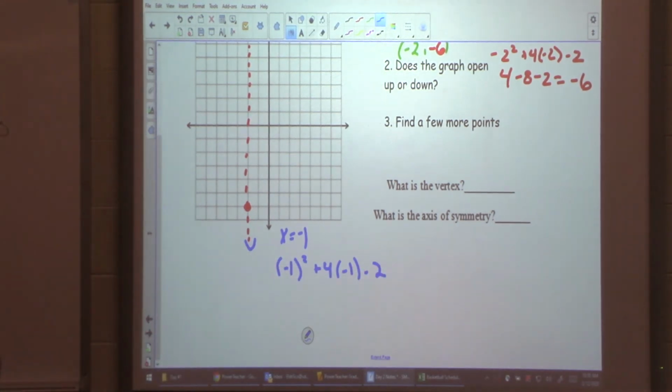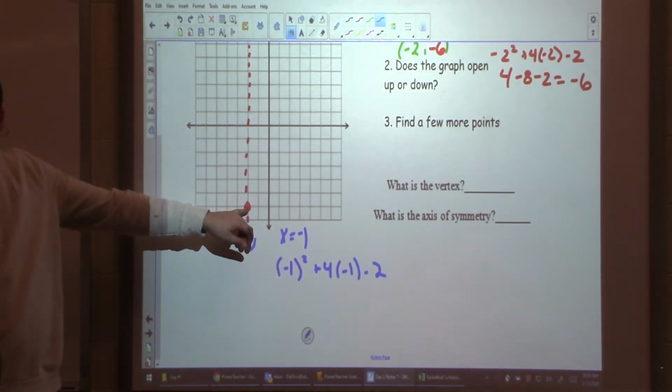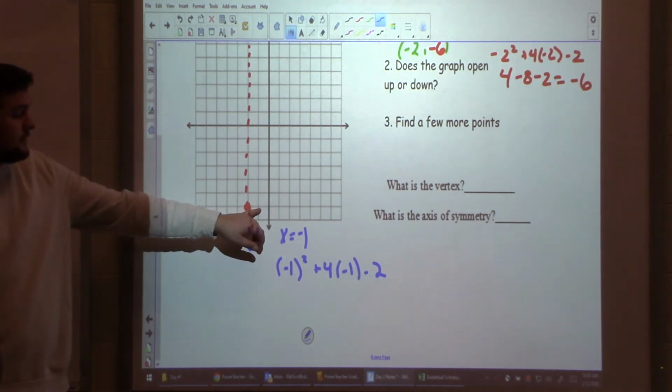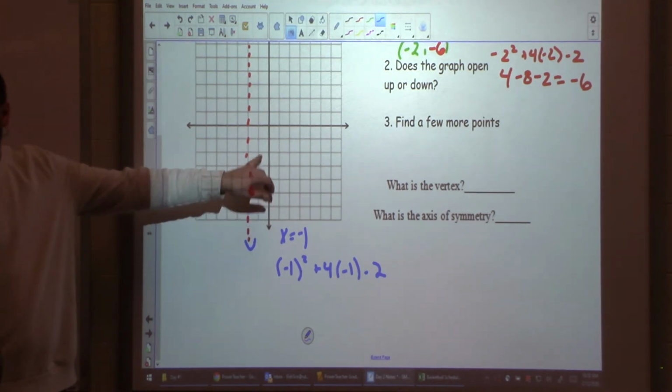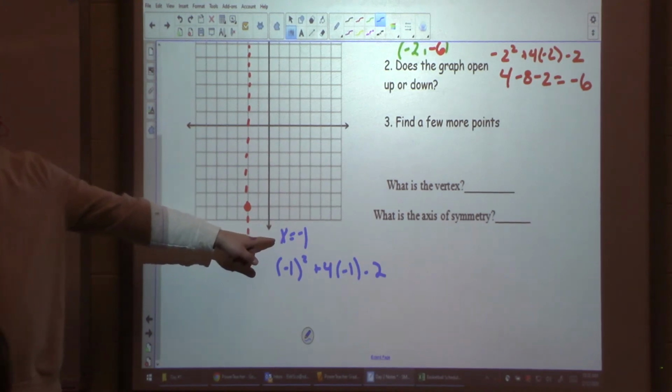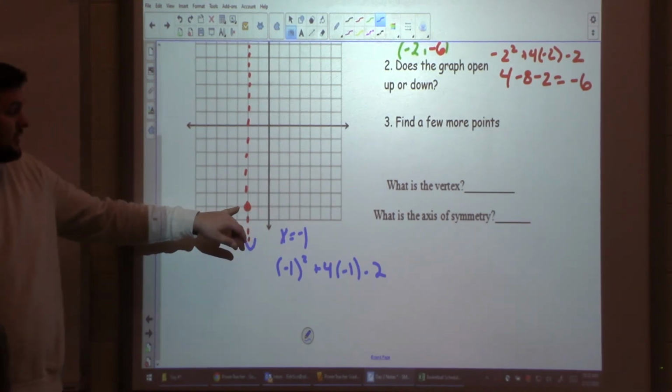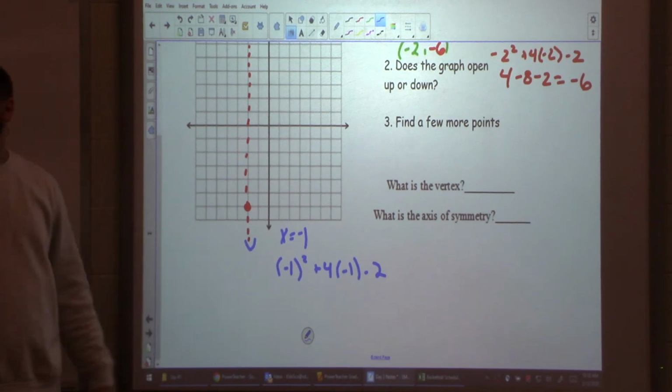Any questions before I move on? Why did you get negative 1? Because I started with x equals negative 2 for my vertex, right? 1 to the right. What's the x value there? Negative 1. Why do you go 1 to the right? Because you can go 1 to the left if you want. I always go to the right, and then I'm going to mirror it in a second.